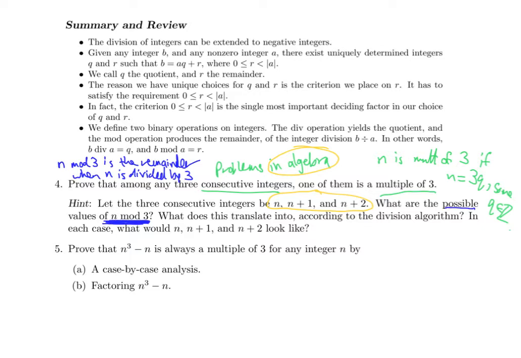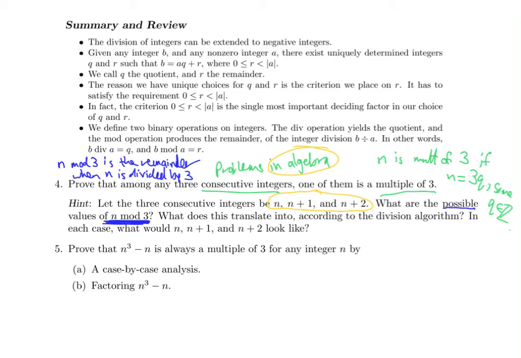We've done problems in previous sections where we explore the different possible forms integers can have when we consider 3 as kind of the central number involved. So think about what we did in the past, that might help you. Or just answer this question, what are the possible remainders when you divide by 3? What does this translate into according to the division algorithm? In each case, what would n, n plus 1, and n plus 2 look like? So think about what we wrote here. We're trying to show this.